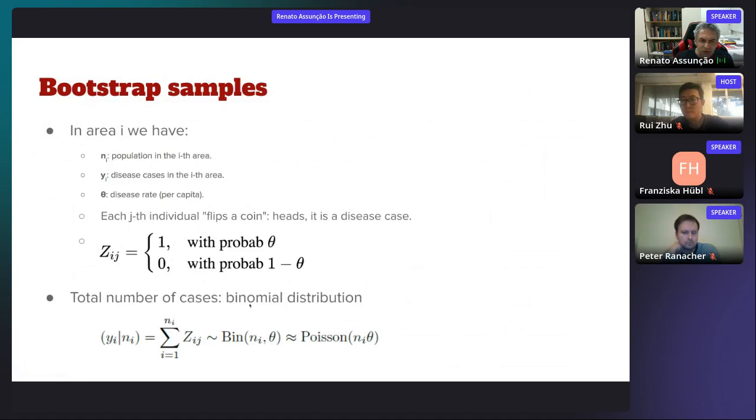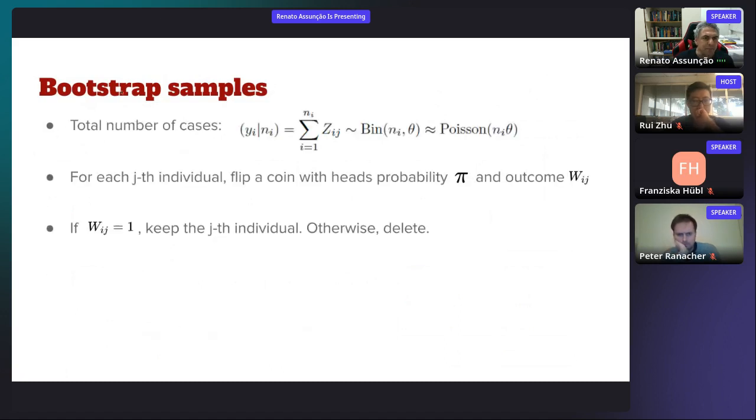So the total number of cases at the end is just a binomial distribution that can be approximated under certain assumptions by the Poisson distribution. This is just the total number of cases in area i given the number of people there. Now, what the bootstrap samples do is this. Remember this is the total number of cases.